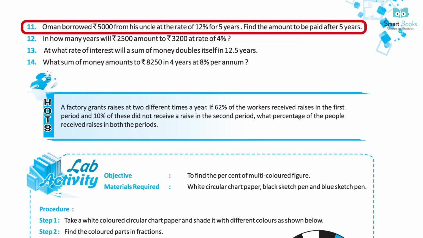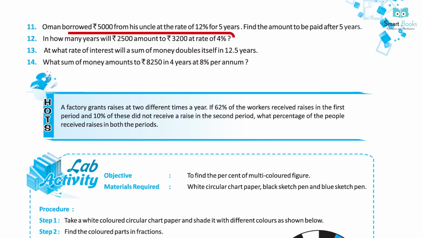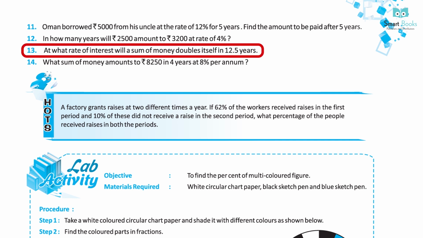Question 11. Oman borrowed rupees 5,000 from his uncle at the rate of 12% for 5 years. Find the amount to be paid after 5 years. Solution: rupees 8,000. Question 12. In how many years will rupees 2,500 amount to rupees 3,200 at the rate of 4%? Solution: 7 years. Question 13. At what rate of interest will a sum of money double itself in 12.5 years? Solution: rate is equal to 8%.